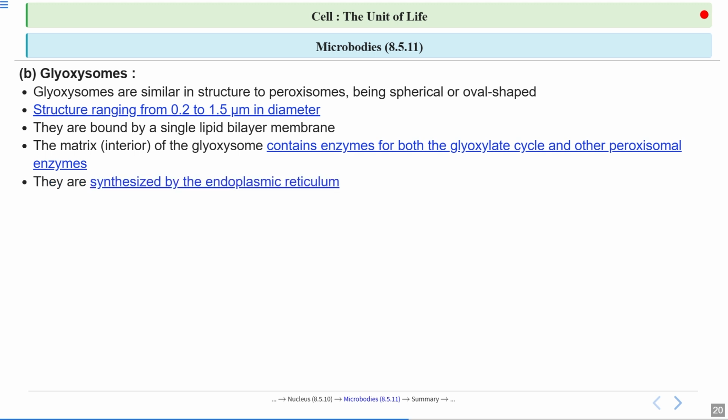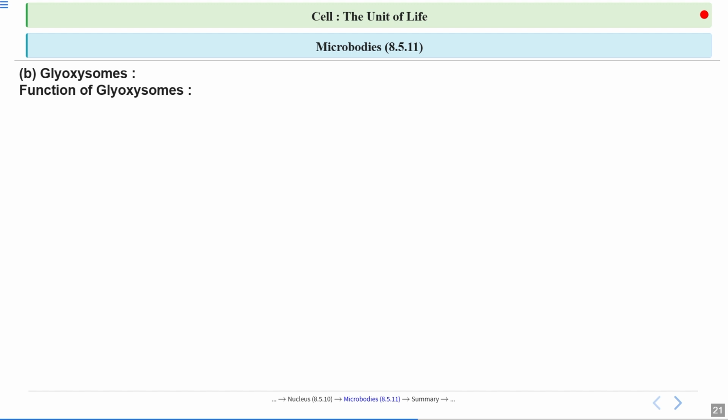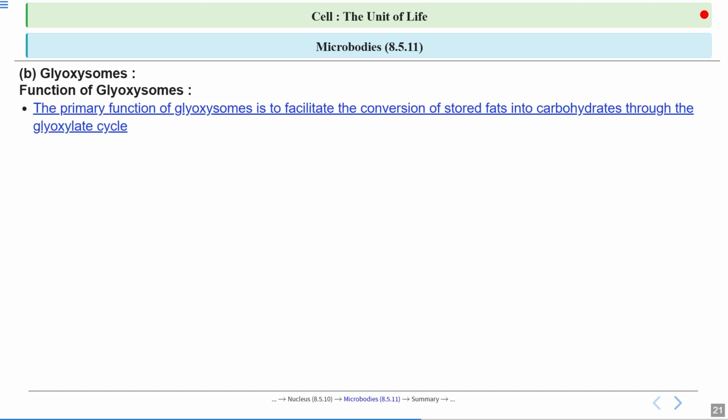Now these are synthesized by the endoplasmic reticulum. Then what is the function of glyoxysomes? The primary function of glyoxysomes is to facilitate the conversion of stored fat into carbohydrates through the glyoxylate cycle. So fats are being converted into carbohydrates. Then carbohydrate can be used as a respiratory substrate.